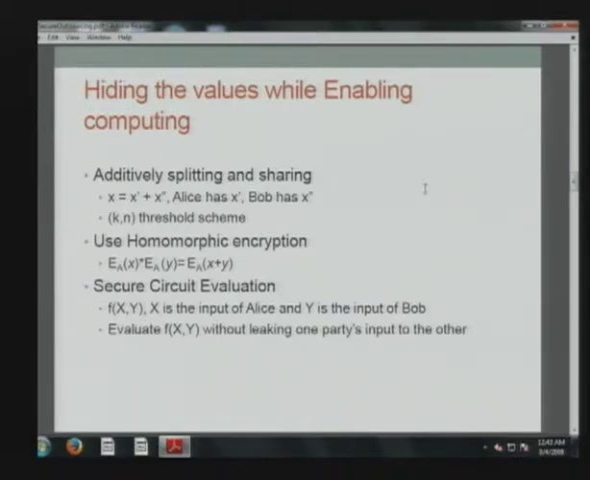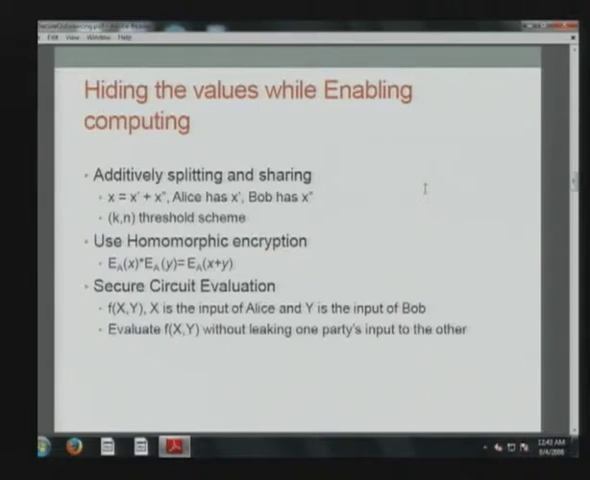There is another kind of homomorphic encryption called multiplicative, which will give you the encryption of the product of x and y. Okay. And the third technique is secure circuit evaluation. This is a little complicated, so I will explain it in detail.